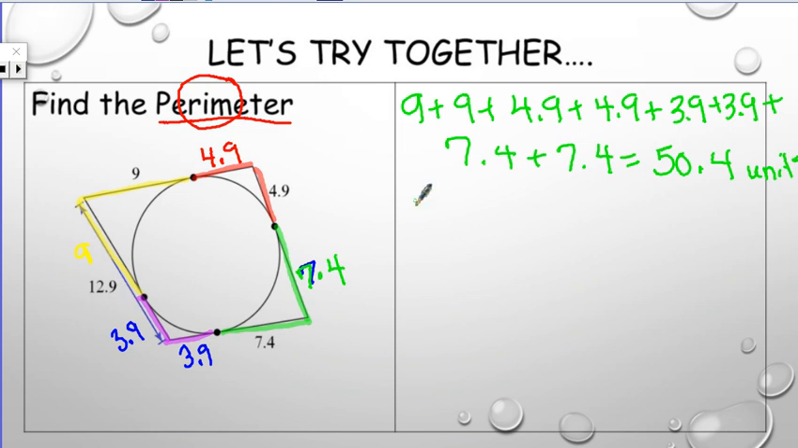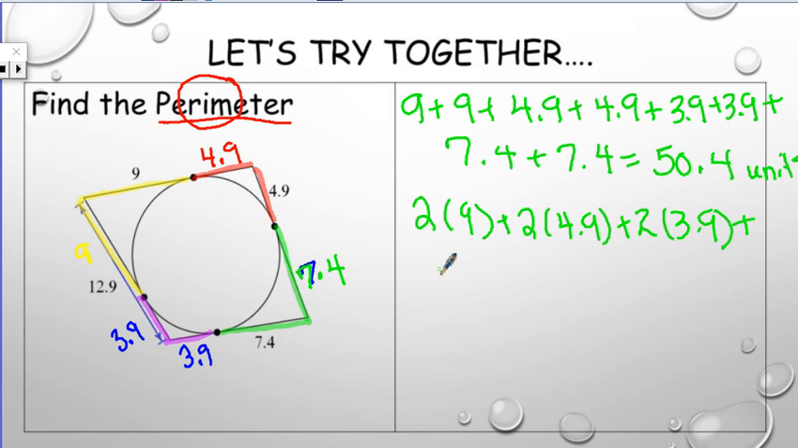Now there's a quicker way you can do this too. How many 9s do you have? We have 2, so I'm going to say 2 times 9 plus 2 times 4.9 plus 2 times 3.9 plus 2 times 7.4. And you can put that in your calculator and you should get the same exact thing. So either way you want to look at it, you'll get the same answer.